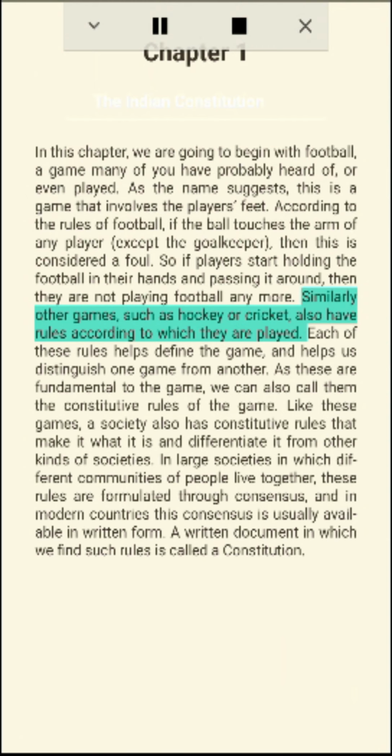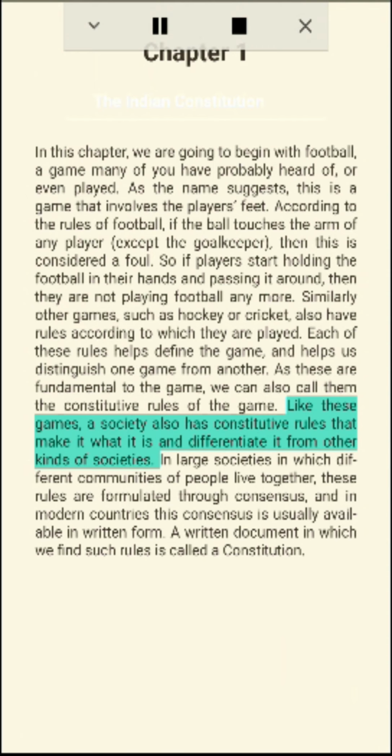Similarly, other games, such as hockey or cricket, also have rules according to which they are played. Each of these rules helps define the game, and helps us distinguish one game from another. As these are fundamental to the game, we can also call them the constitutive rules of the game.